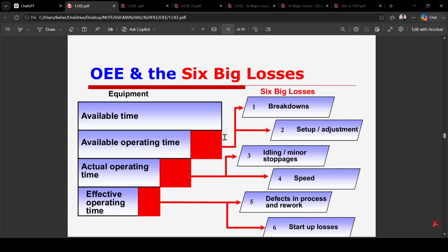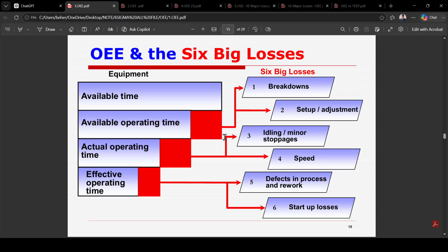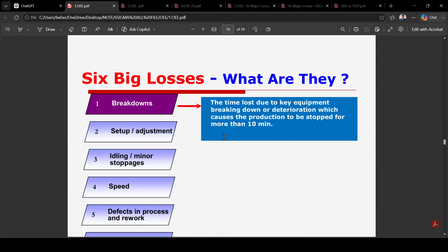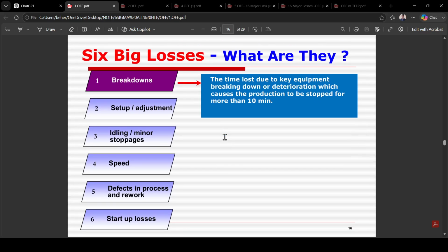The OEE and the 6 big losses. So that is the OEE and the 6 big losses. So that you can remember, because before I will explain that type of topic. And the 6 big losses, what are they?